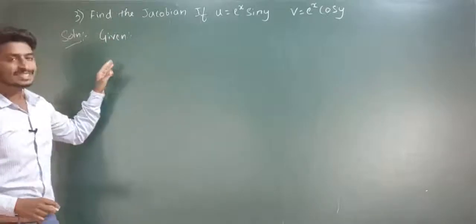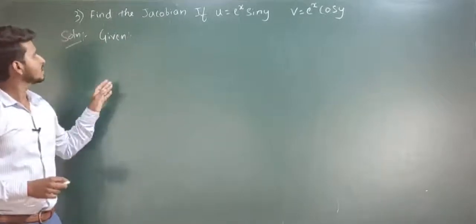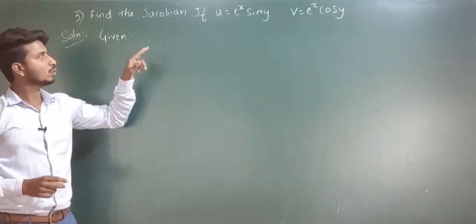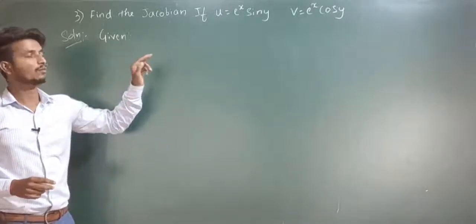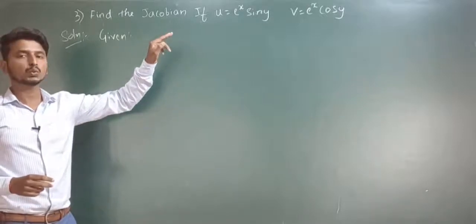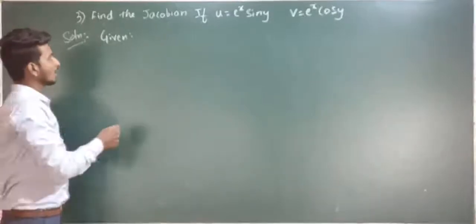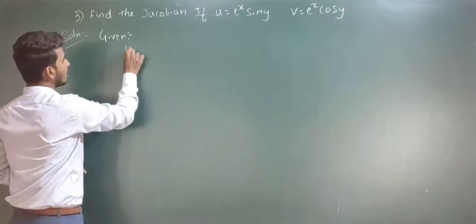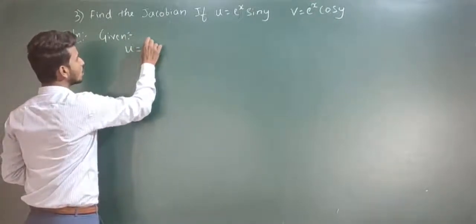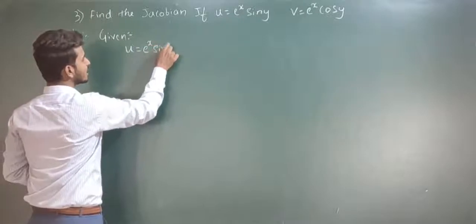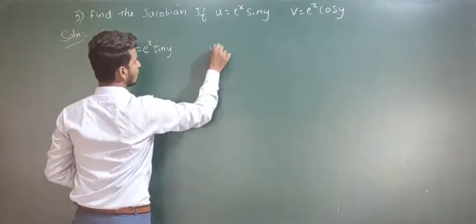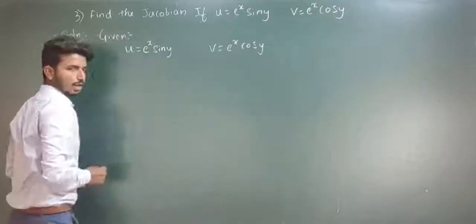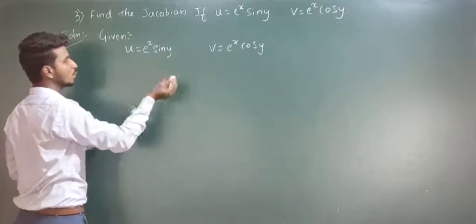Now next, this is the third problem, that is find the Jacobian if the function u equal to e raised to x sin y and v equal to e raised to x cos y. What they have given here? Given u equal to e raised to x sin y and v equal to e raised to x cos y. Now we have to differentiate partially with respect to x and y.